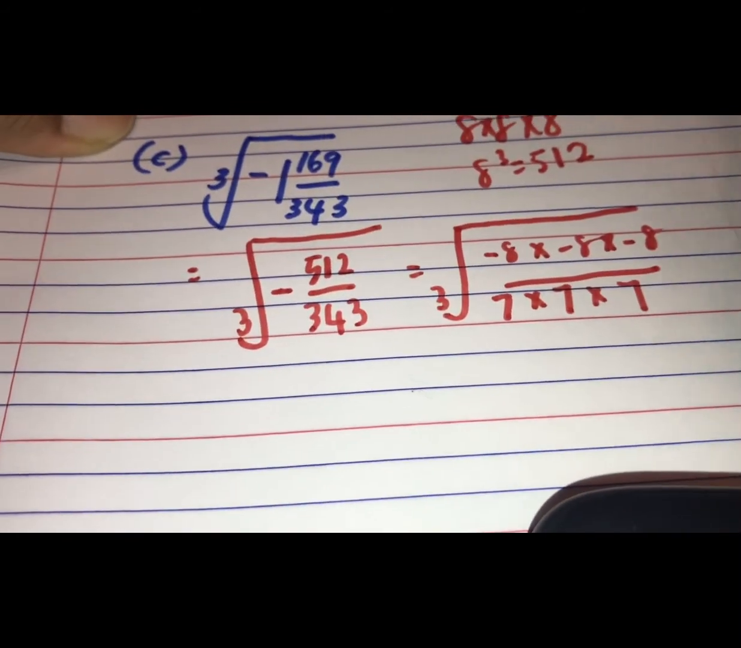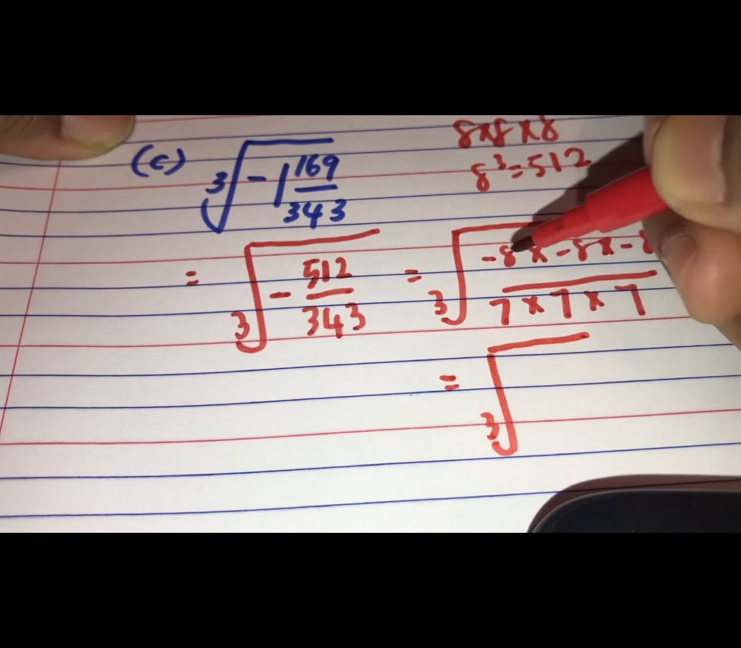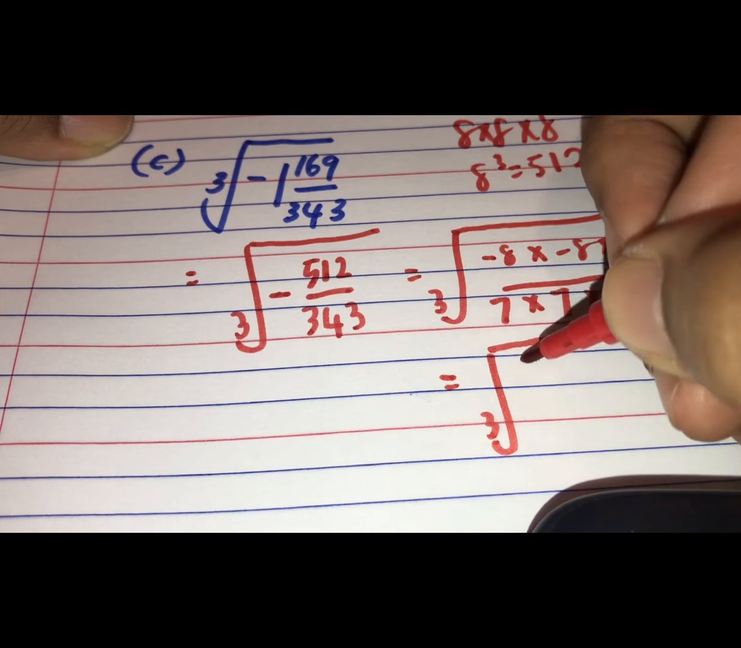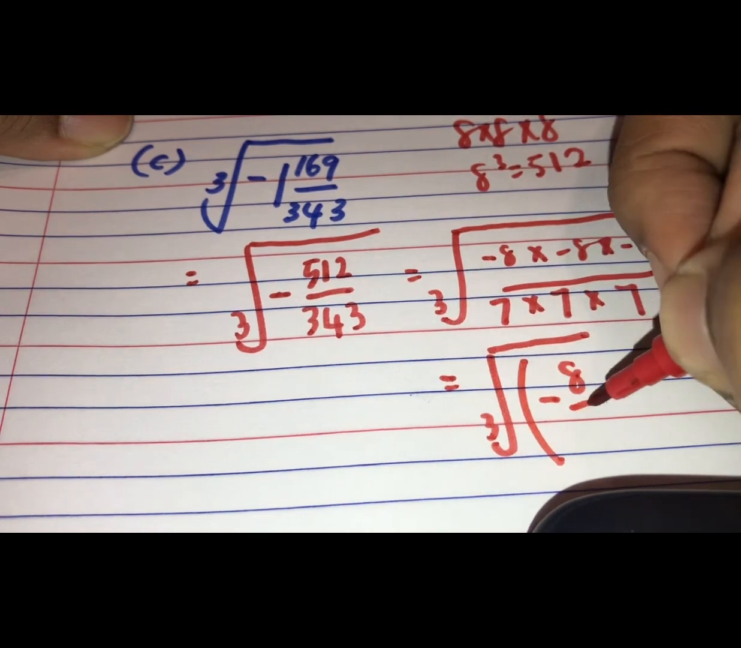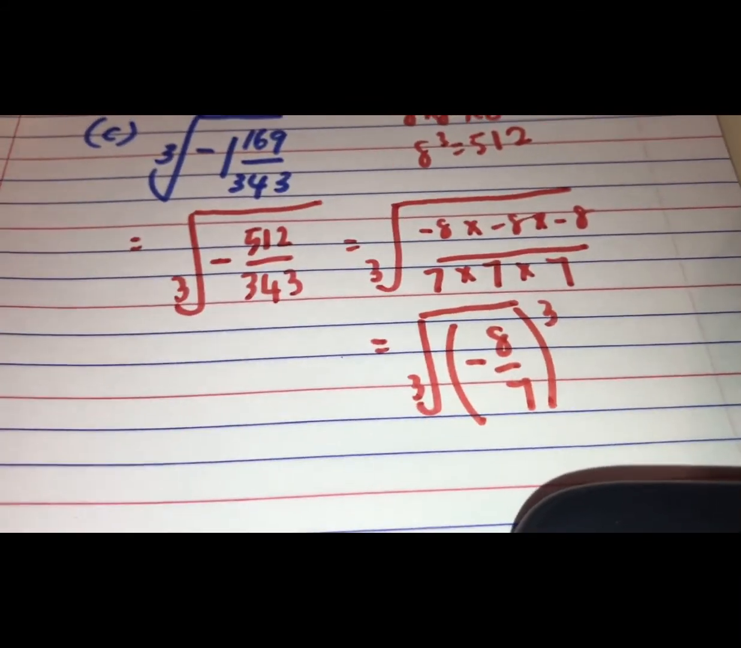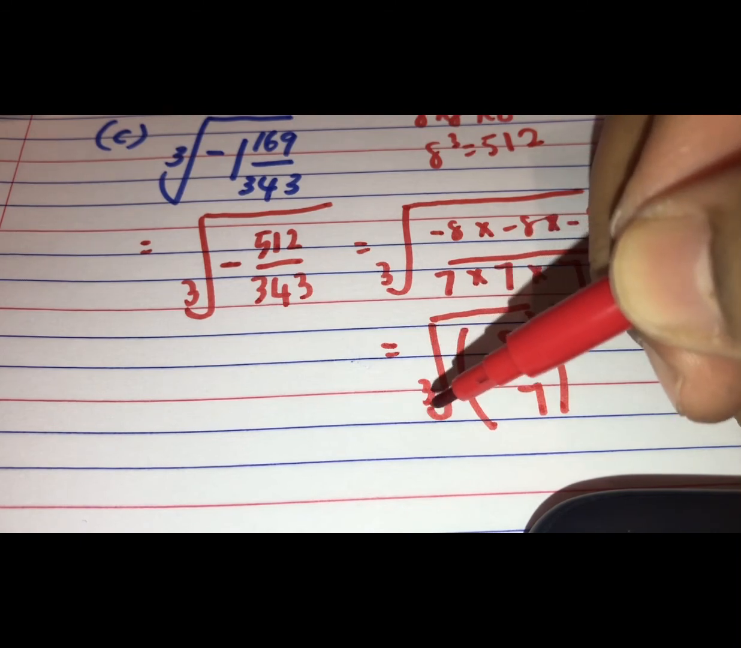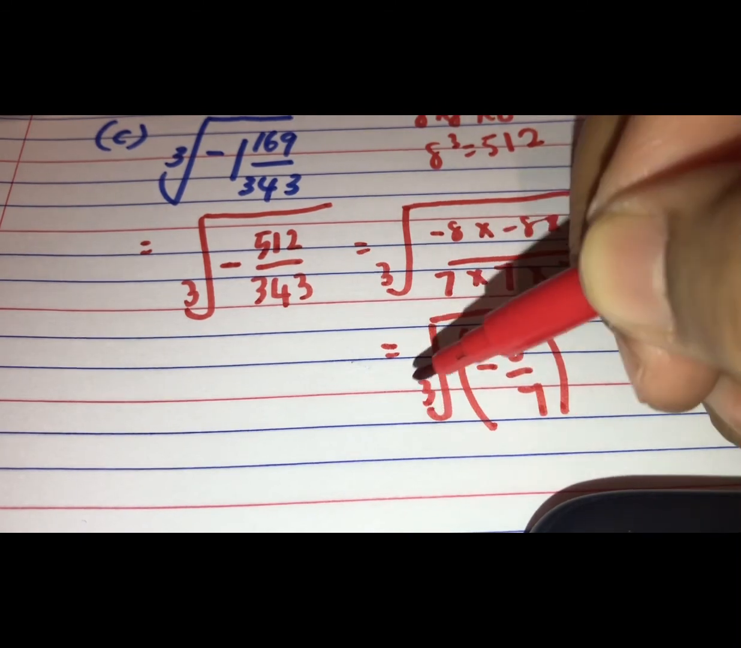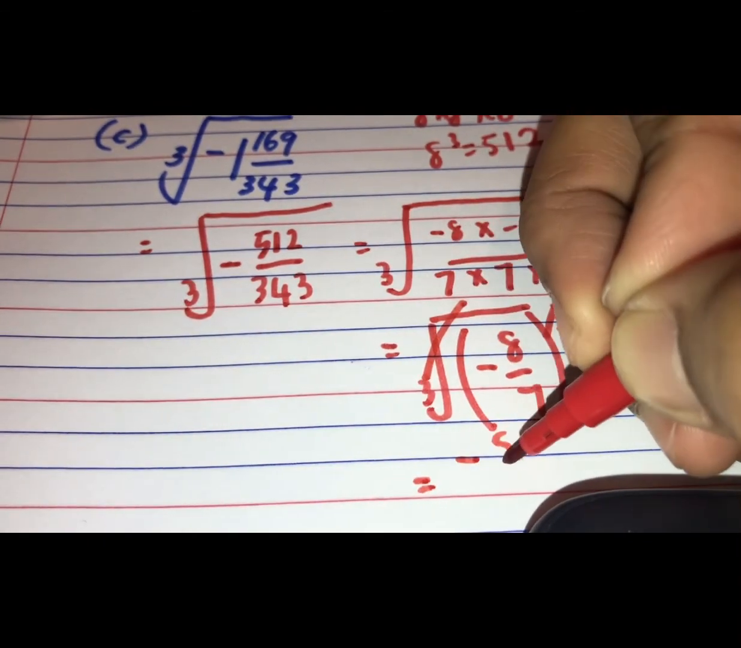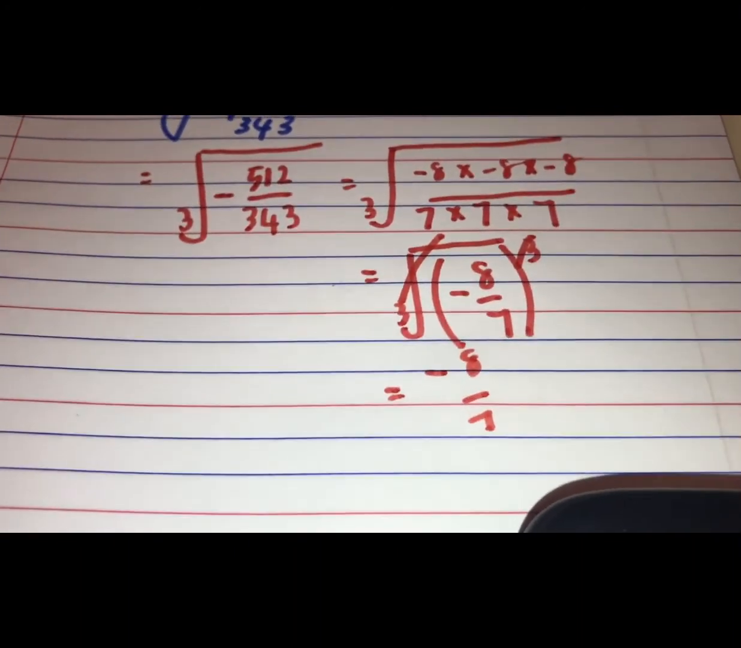Now you can write in the form like this: repeat negative 8 over 7 three times, so you can write negative 8 over 7 cubed. You can simplify this one: cube root meets with the cube and cancel. So your final answer is just negative 8 over 7.